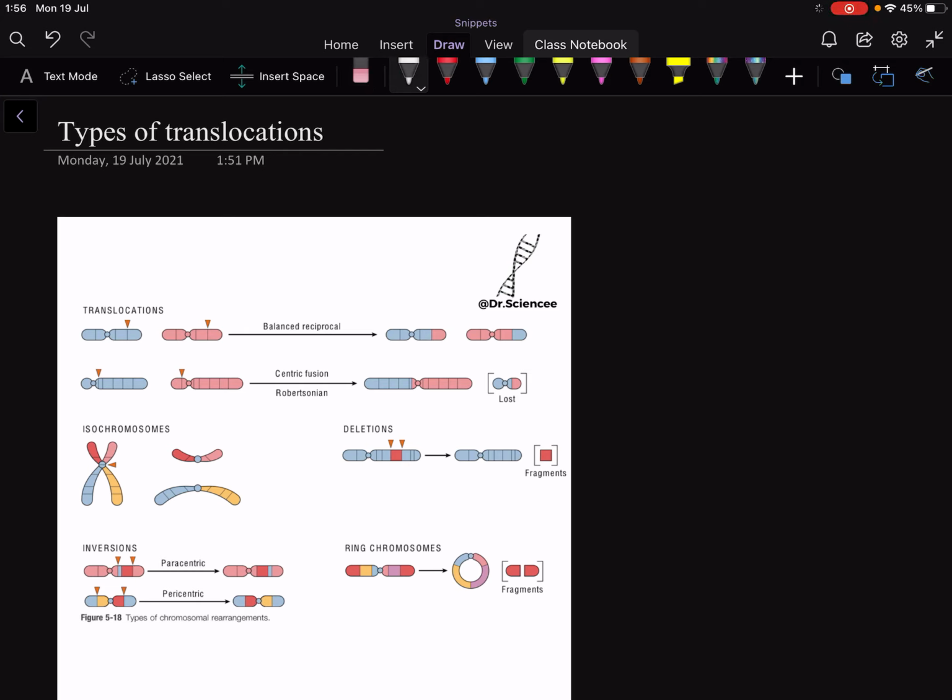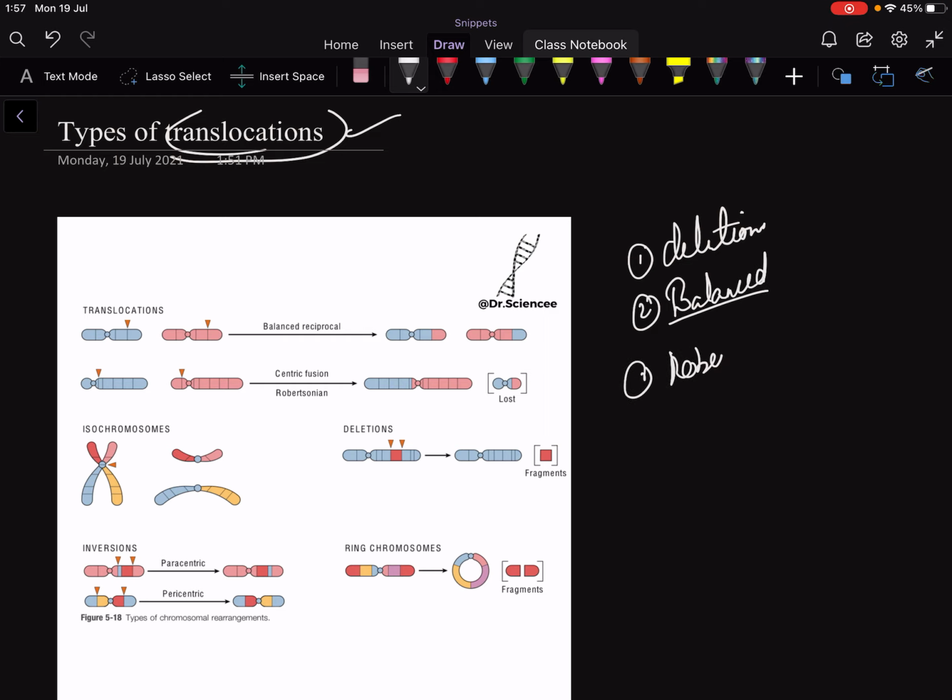So today we are going to talk about the different types of translocation. In this topic I'll be mainly talking about what is meant by deletions, what is meant by balanced translocation, what is meant by Robertsonian translocation, what is meant by ring chromosomes, and what are the different types of isochromosomes.